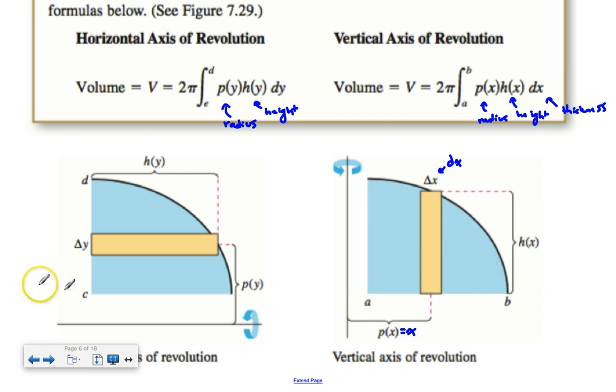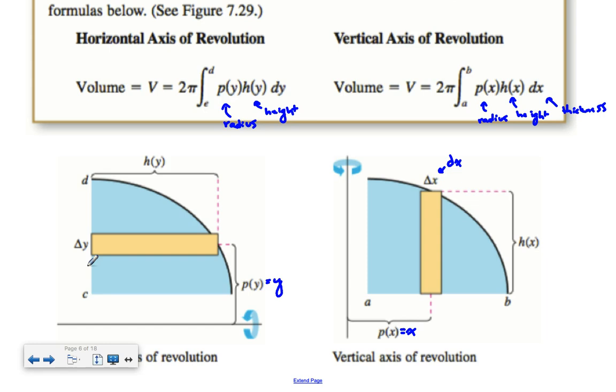Similarly, if it's a horizontal axis of revolution, this p of y, which is going to be our inner radius, is just going to equal y. It might change a little bit, but we'll talk about specific cases for that. Times the length of the rectangle, or the height of the rectangle, which goes from the lower end of our area all the way up to the curve. And then we'll integrate over this area.